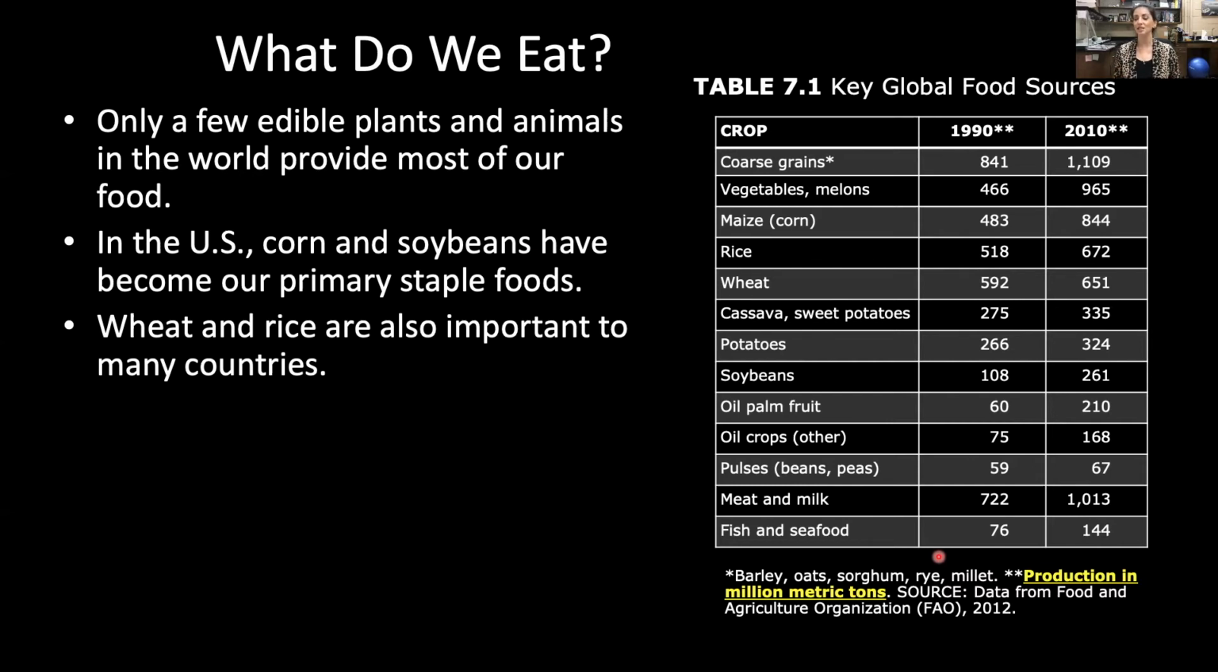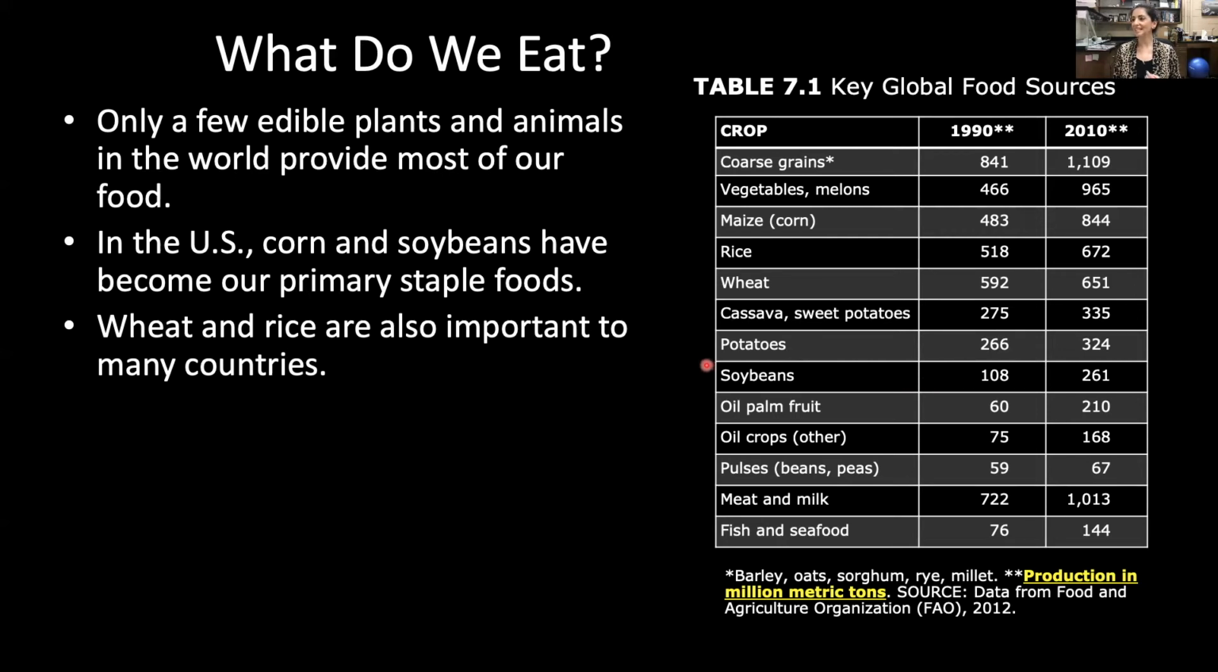Specifically in the United States, corn and soybeans have become our primary staple food. And in other countries, of course, rice and wheat are also important. We can take a look at the key global food sources by crop in the years 1990 and 2010 and see that they really just have increased in their use globally.